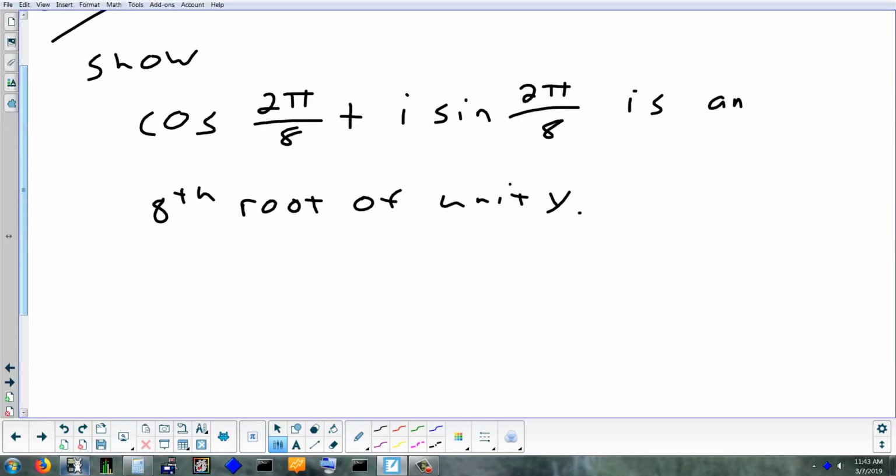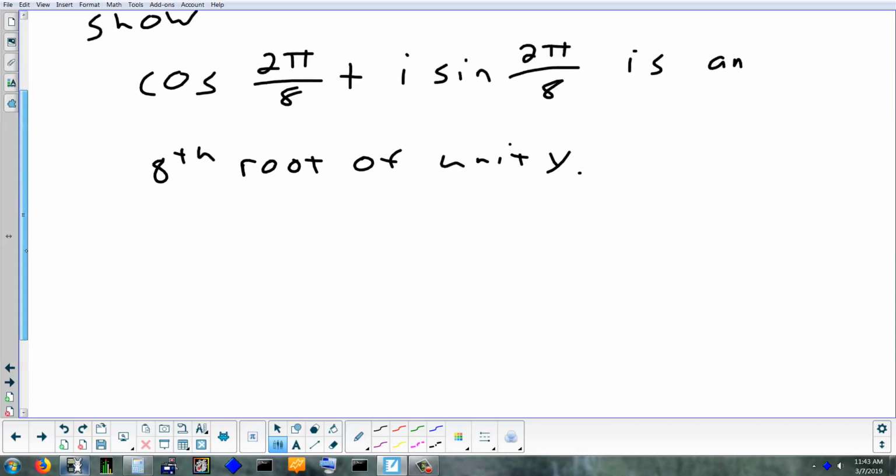So, how do you think we can prove this is the 8th root of 1? What could we do with that? Put it to the 8th power and hope that we get 1. So raise this to the 8th power, and if you get 1, that's just like taking 2 and cubing it. You just proved to somebody that's the cube root of 8. So let's raise that to the 8th power and see what we get.